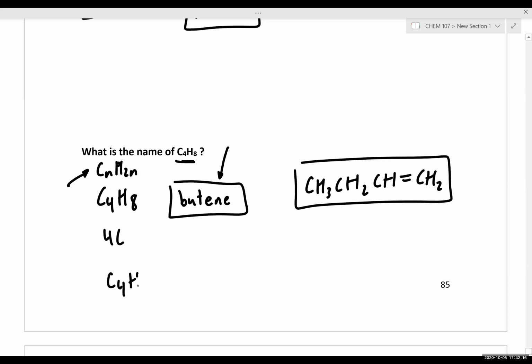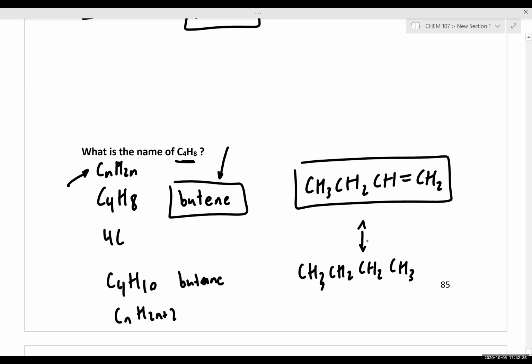To help you compare, C4H10 is known as butane. CnH2n plus 2 is its general formula. Butane looks something like this. Do you notice how the main difference between these two formulas is the presence of a double bond? If we have a double bond, we name our compound as an alkene. So rather than butane, it's named butene.